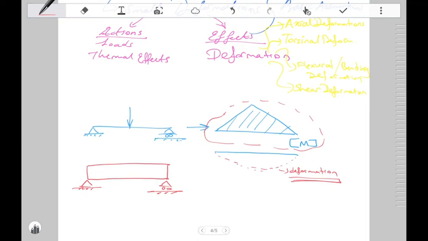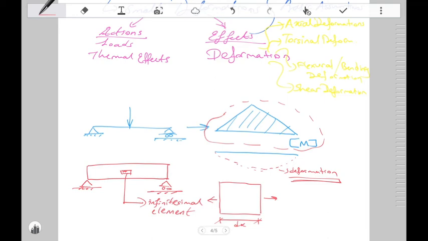This is a simply supported beam, and then from that element we take a very small piece. We call it an infinitesimal element. Depending on whether we are doing a formulation in one dimension or two dimensions, the shape of the infinitesimal element changes. So we can take an infinitesimal element.